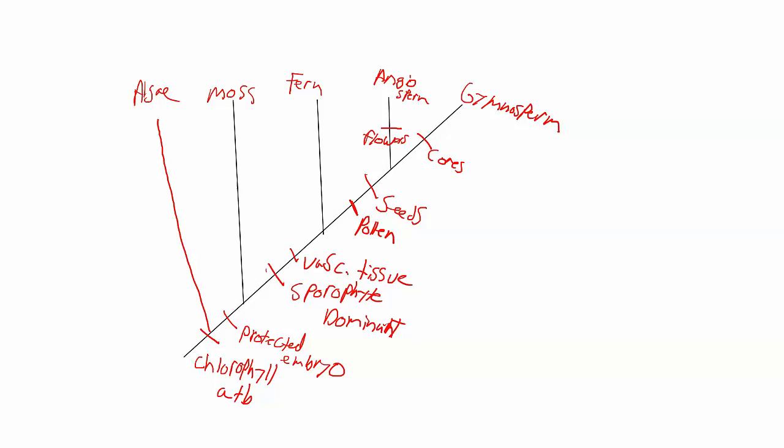So swimming sperm is a trait that you find at the base of the tree. But once pollen evolves up here, sperm no longer swim. And true roots and leaves is found right here along with vascular tissue. So it's pretty easy to map these traits out on a cladogram if you know what you're doing.